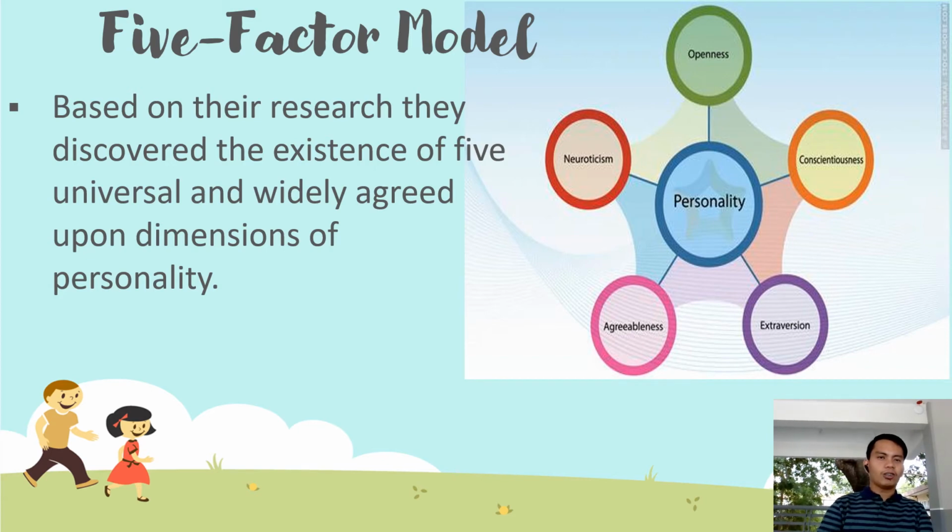Okay? So those are the big five. The big five factor model of Costa and McCrae. And these are considered to be universal and widely agreed upon dimensions of personality.